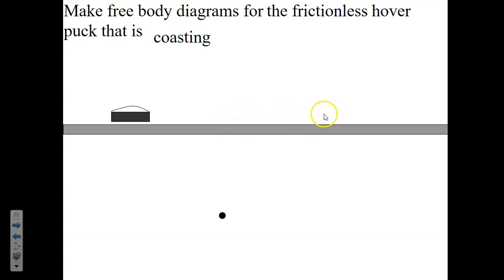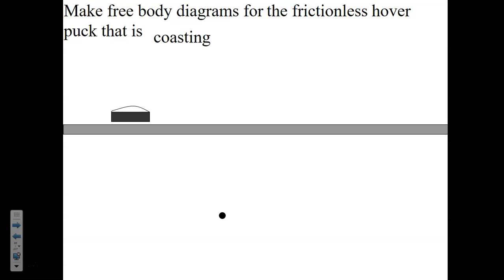Picture it gliding. Are you picturing? Gliding. So let's look at the forces acting on this. First off, are the forces balanced or unbalanced if it's coasting to the right at a constant speed? The forces on it are balanced. So all my ups have a down and my lefts have a right.